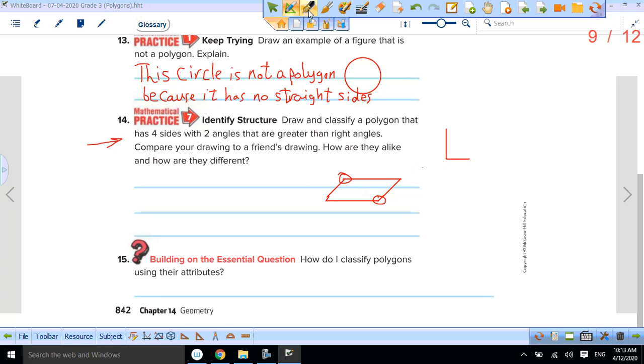Okay, the last question in this page. How do I classify polygons using their attributes? Yes, by counting the number of, yes, the number of sides and the number of angles.